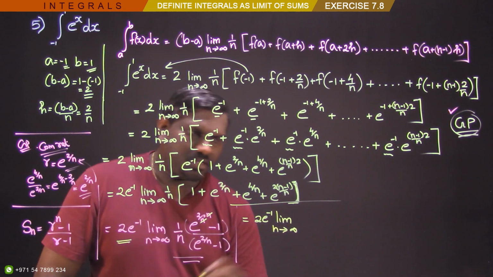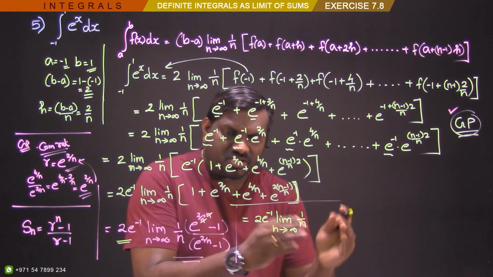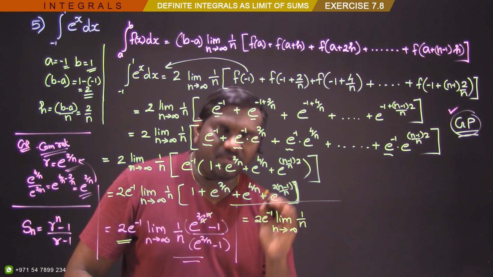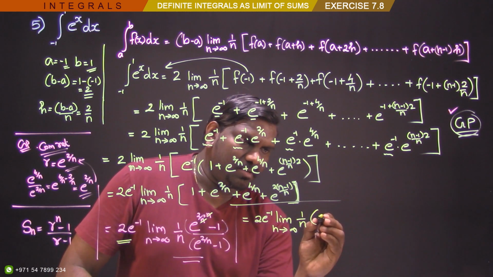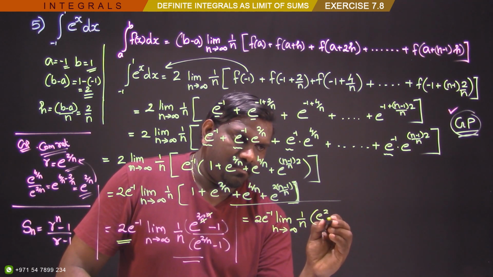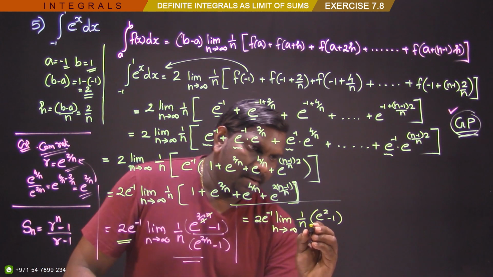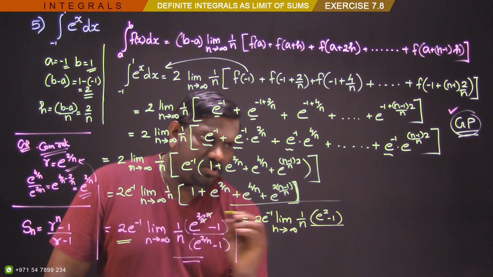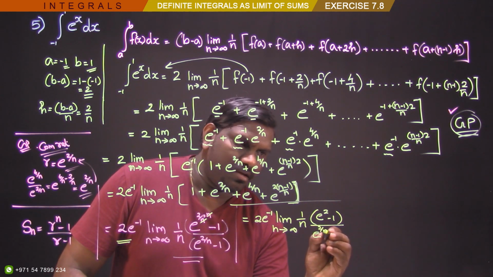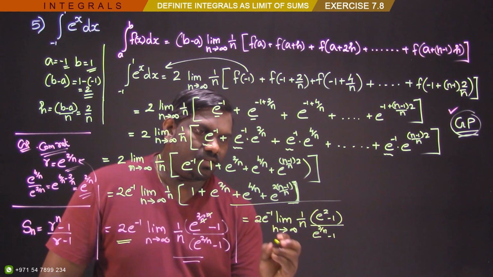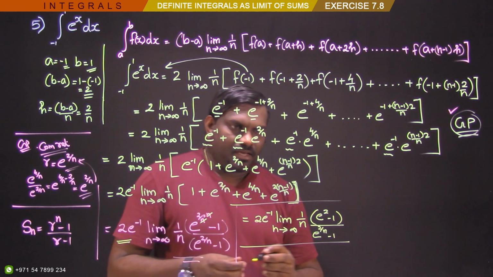Limit n tending to infinity, 1 by n, let it be there right now, but I'm going to change this one. Why? I will tell you the reason, everything I will tell you. Then here this is going to be e raised to 2 minus 1, and then, fine dear. Yes, you have to see this, which is e raised to 2 by n minus 1. Fine. This is the form.